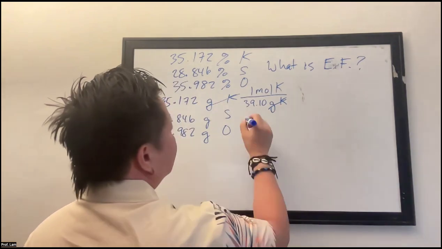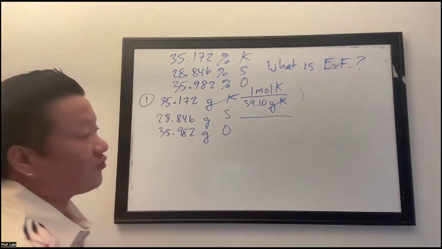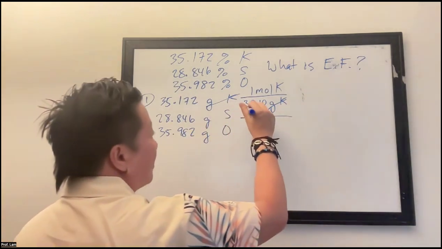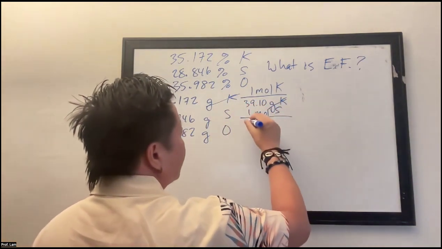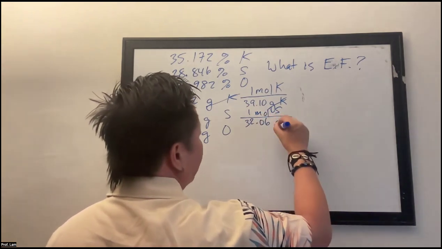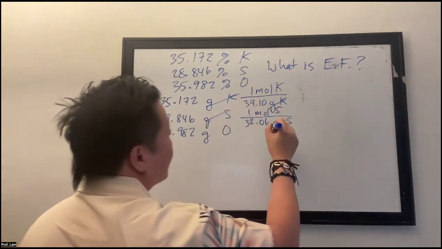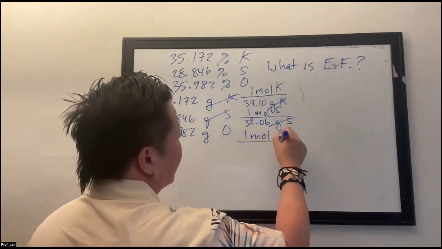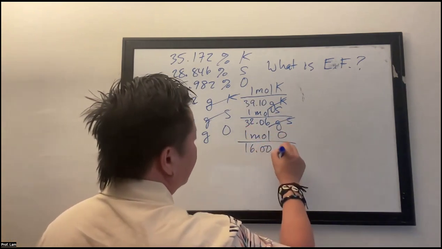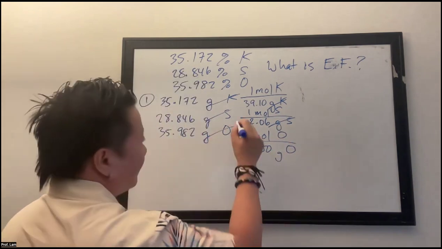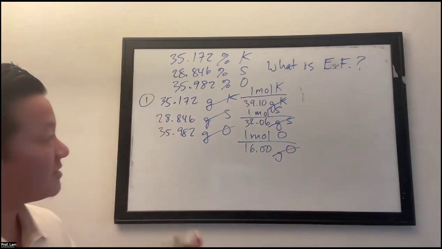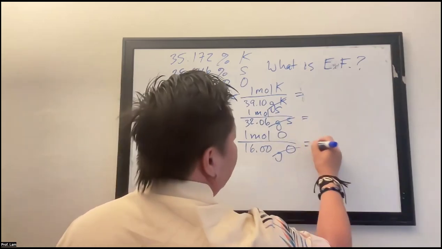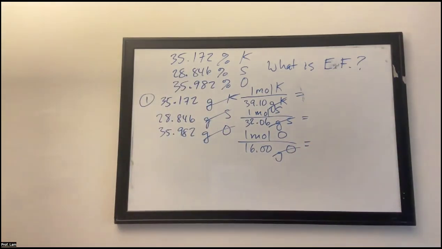Let's set it up also for sulfur, and then we'll do the calculations all at once. So 1 mole of sulfur is 32.06 grams of sulfur. That's also from the periodic table. And then oxygen, 1 mole of oxygen we know is 16.00 grams of oxygen, right? Always, we want moles on top, because that's what we desire. So let's calculate the moles for each of these.